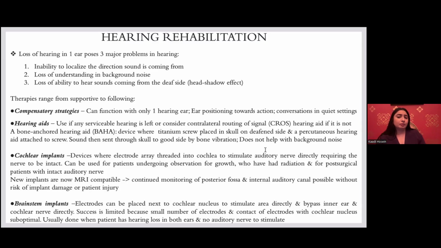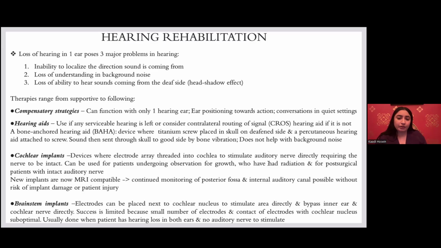If surgery is planned, pre-op discussions of these options are important, as the titanium screws and cochlear implants could be placed at the time of the surgery, even when hearing is gone or expected to be lost. And then rehabilitation can start much earlier in the post-op course without requiring a second operation. Therapies range from supportive compensatory strategies to hearing aids and implantable devices. Individuals can function with only one hearing ear, so positioning themselves so that the good ear is always towards the action or conversation, even in quiet settings, can minimize the impact of having only one hearing ear.